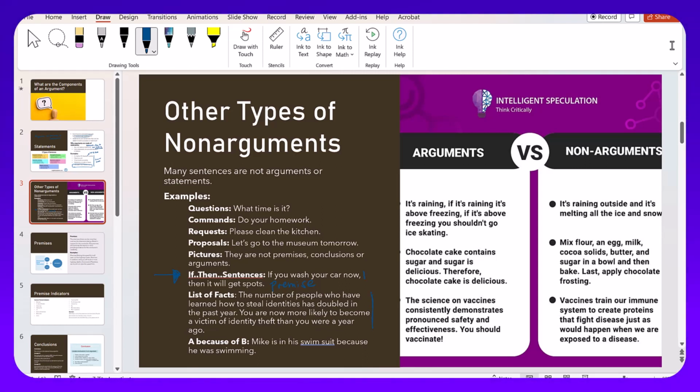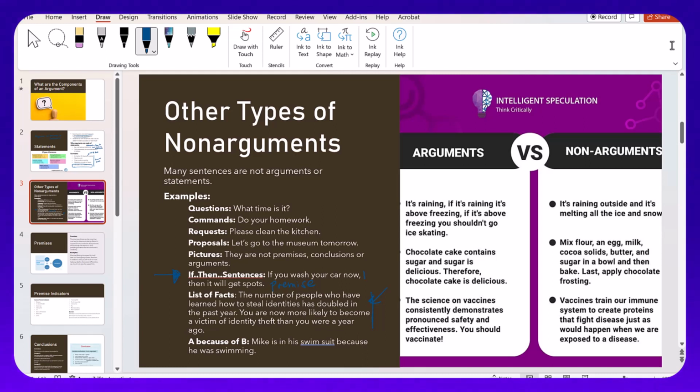So here's the difference, and how that works. If you had a similar passage, that would be the difference. I'll read the first one again right here. The number of people who have learned how to steal identities has doubled in the past year. You are now more likely to become a victim of identity theft than you were a year ago. List of facts. Now, here's a similar passage that is an argument. The number of people who have learned how to steal identities has doubled in the past year. So you are now more likely to become a victim of identity theft than you were a year ago.